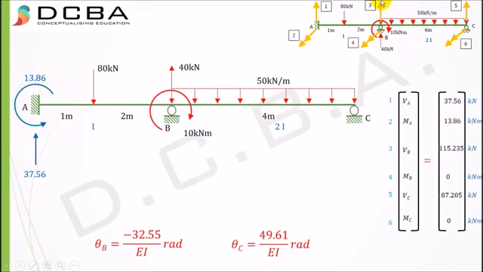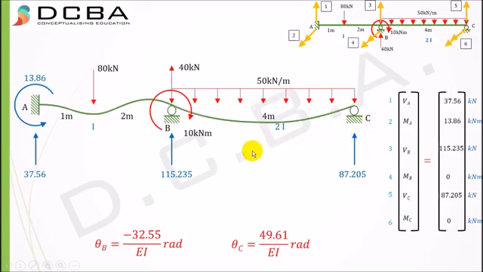Again, upward force or upward reaction. So here I get 115.235 kilonewton, again 87.205, and everything else is 0. And this is how my beam gets deflected, with this being theta B and this being theta C. Theta B is minus 32.55 by EI, theta C is 49.61 by EI. If you see here, even this is in conformation with our sign convention. That is, we got minus 32.55, which means that my beam is getting rotated in a clockwise manner.